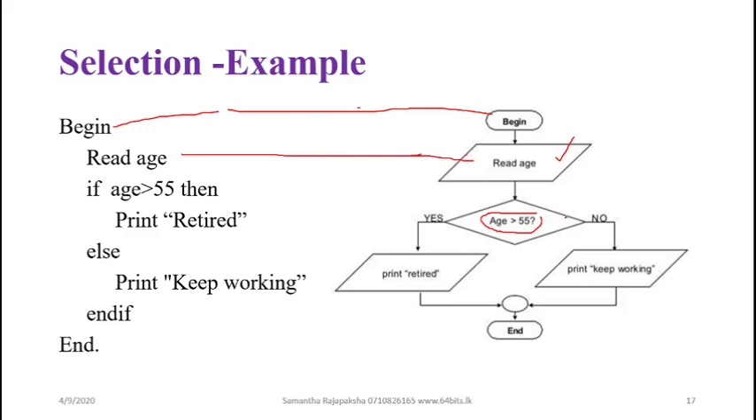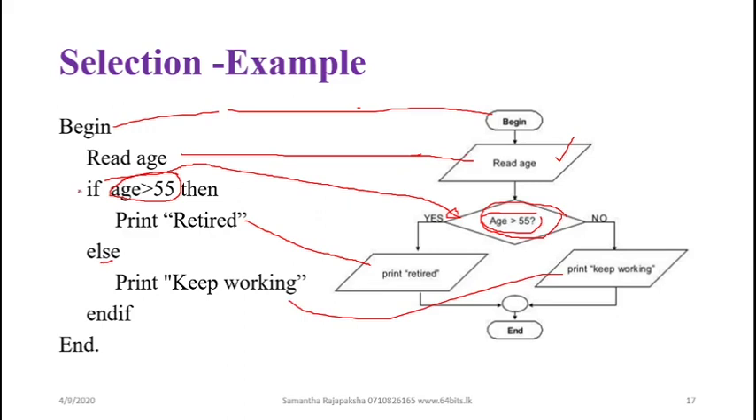Now this is a condition. That's a condition here: if age greater than 55. Then you can see this notation is used to represent it. When you have this notation, that is an if, because it's a yes/no selection. If it is yes, you have to say retired. Else means the condition is false, so you have to say keep working. And the if condition must be terminated with an end if.